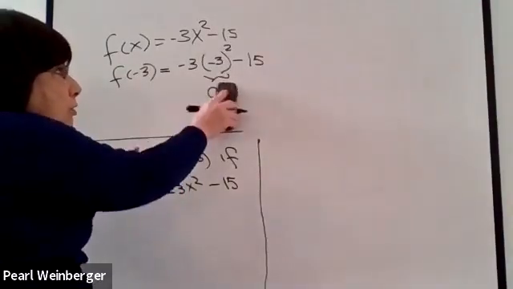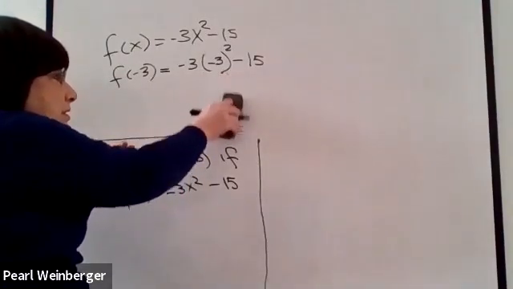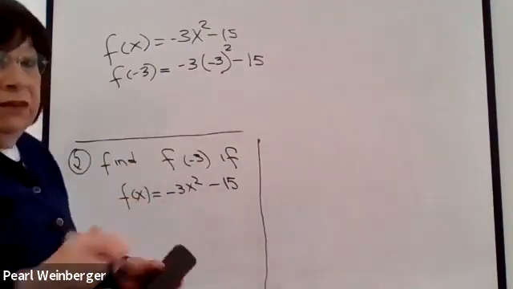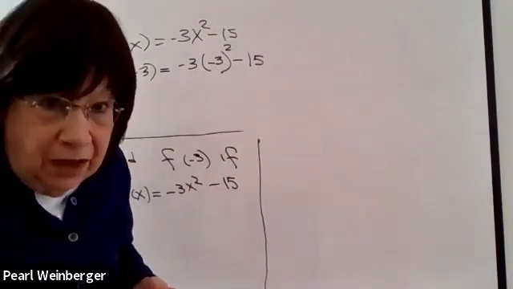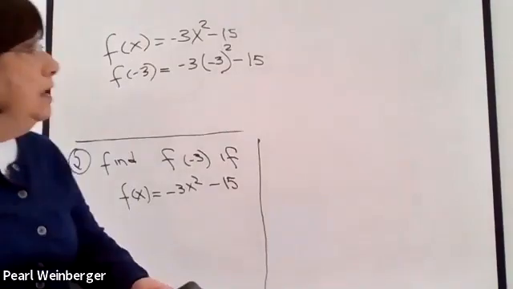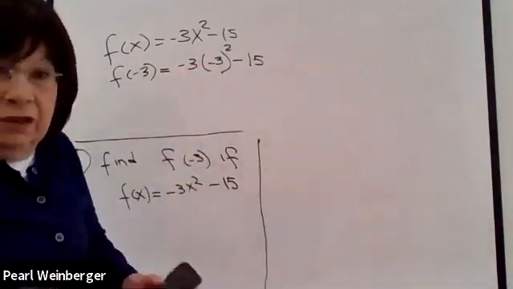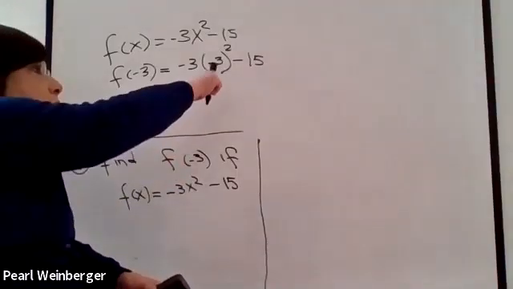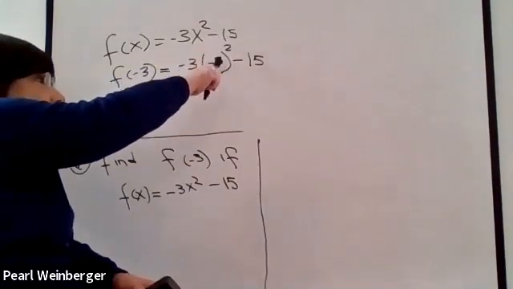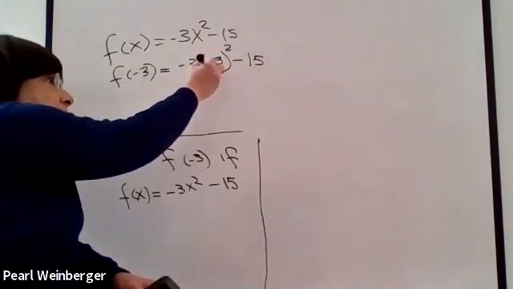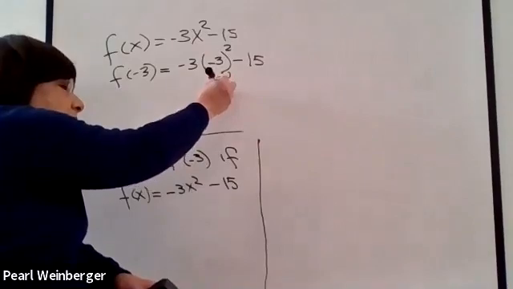Wait. What's the order of operations? What do I do first? Do I multiply first, or do I do the exponent first? Exponent. Yes. I have to do the exponent first. So therefore, I have to do the -3 squared, which is -3 times -3. That gives me positive 9.